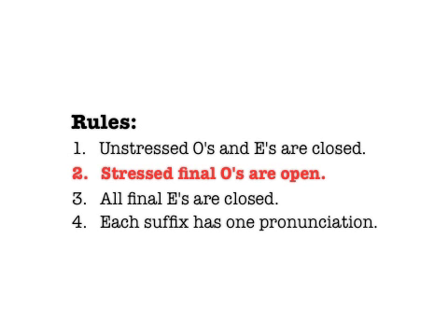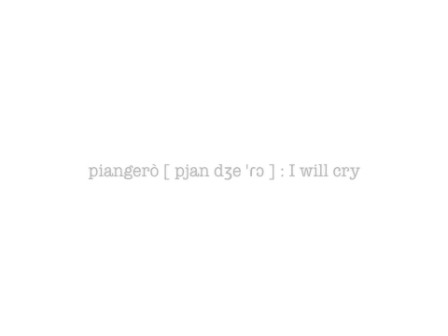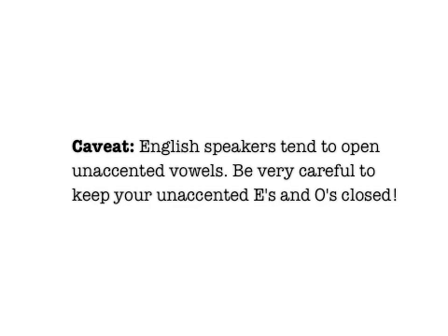The second rule is that all stressed final O's are open. You will recognize these because they always have a grave accent over them, like I'm showing on the screen here. An example of this is piangerò. Notice that since the word can only have one stressed syllable, the E in the second to last syllable is automatically closed. This is an example of where English speakers tend to trip up, since we tend to open unaccented vowels, so you'll want to be extra careful that you're pronouncing those unaccented E's and O's closed.